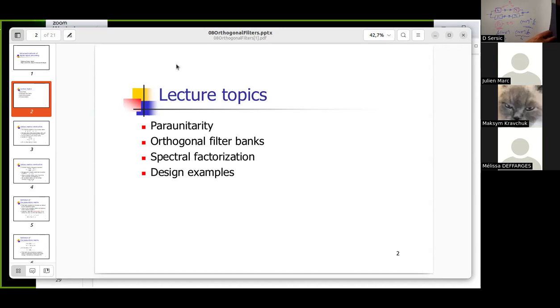So in some introductory lectures, we mentioned that linear transforms can be described by some matrix. In some cases, it corresponds to some matrix multiplication. So you have a matrix A that corresponds to some linear transform. Our signal can be expressed as a vector.